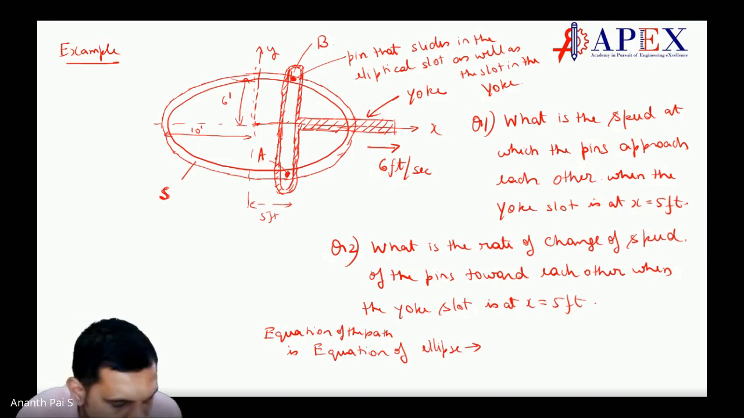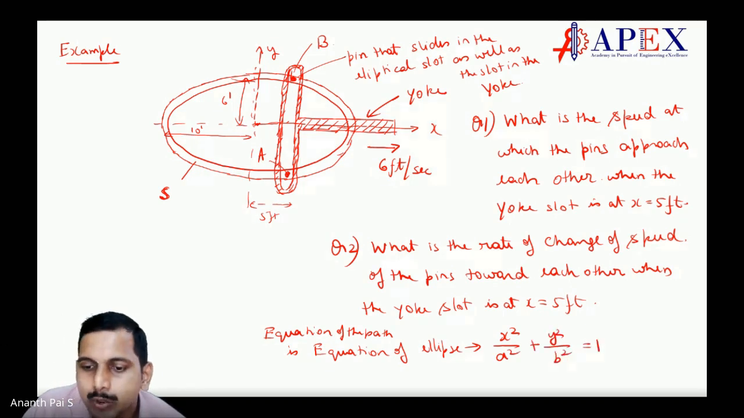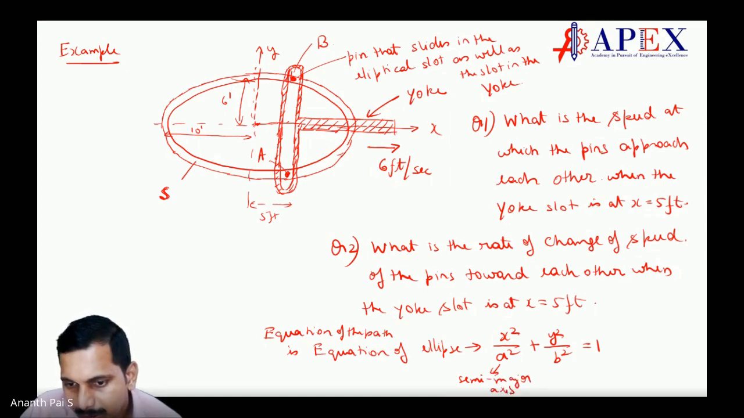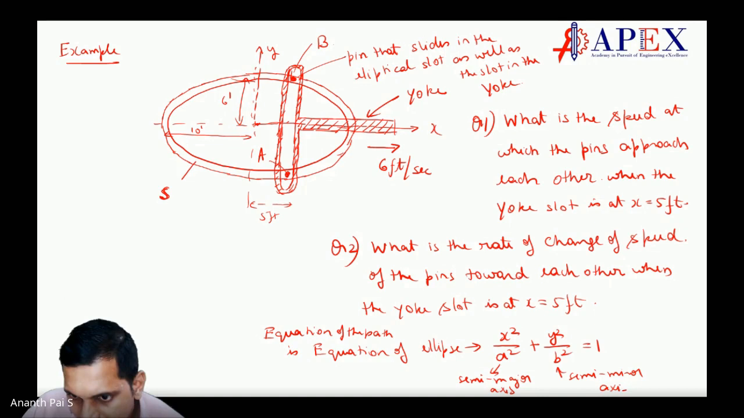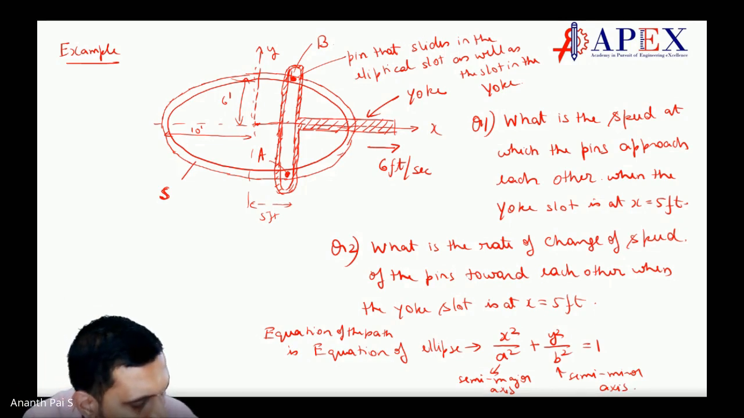What is the equation of the ellipse? x square by a square plus y square by b square is equal to 1, where a and b are the semi-major axis and semi-minor axis, correct? This is the equation of the ellipse, correct? So it goes along this ellipse. That is the main thing. So when it is going along the ellipse, how to do it? Let us see.